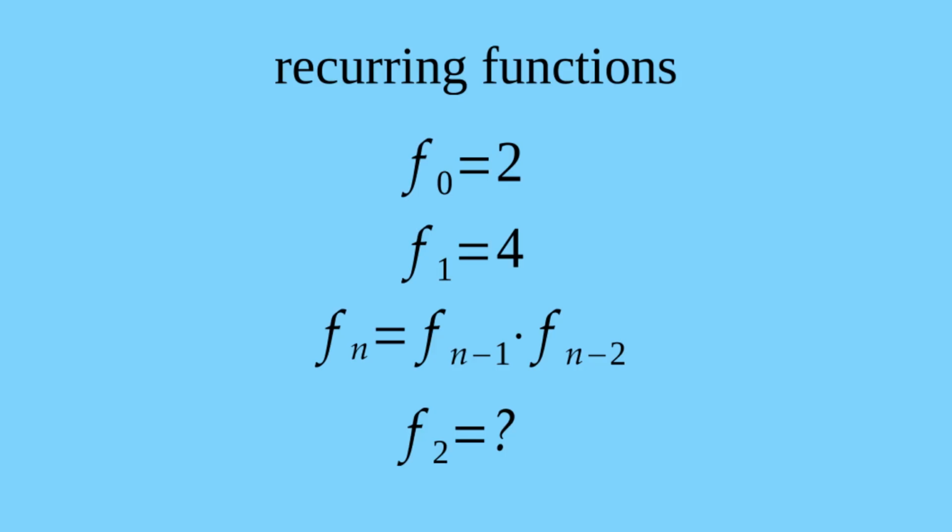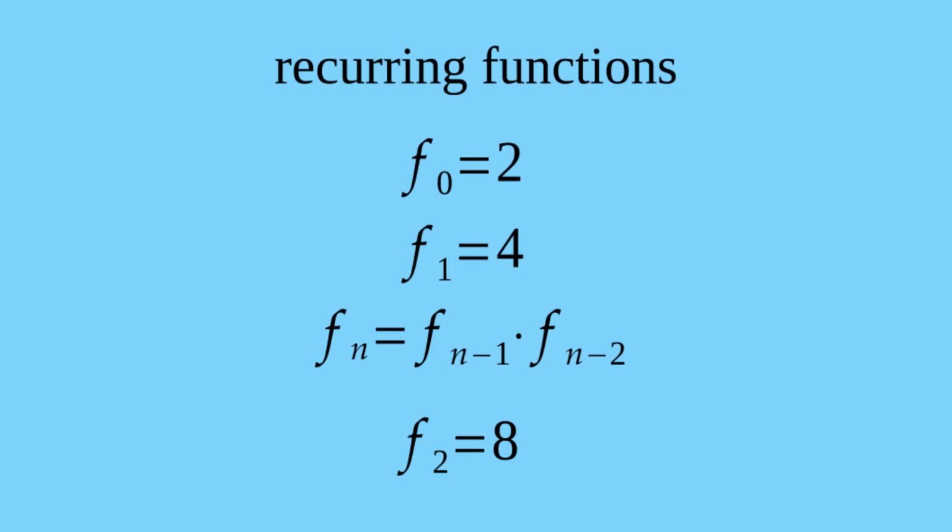The answer is f sub 2 is 8. This is because the rule says take the last 2 numbers in the list, multiply them, and return that as the value of this index. And we defined the base indexes as 2 and 4. And 4 times 2 is 8.